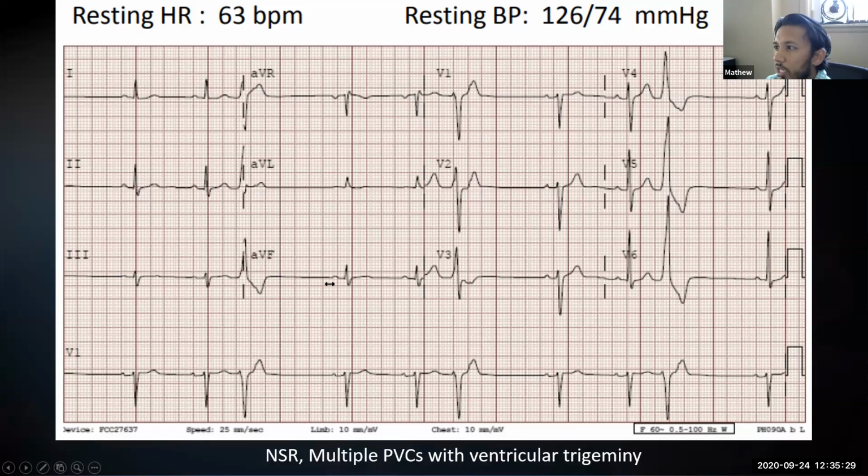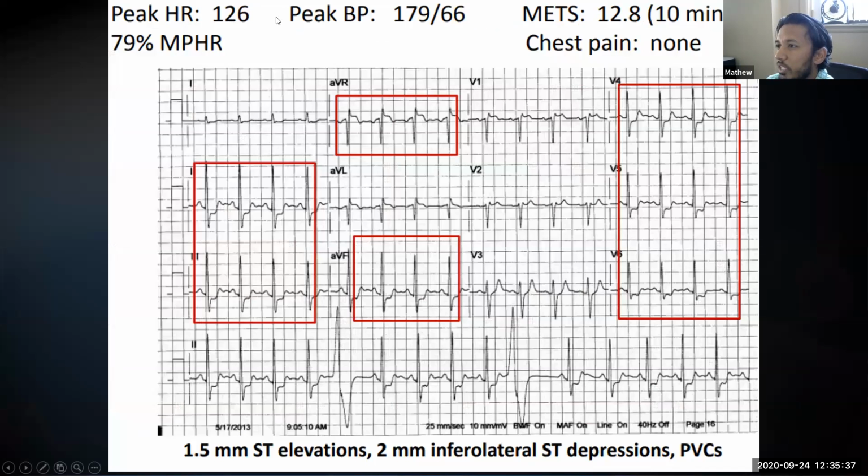So what I want you guys to look at is take a look right here in AVR. You see some elevation here. So this is their resting, it's kind of normal. And then when they start to exercise at their peak heart rate of 126, which is really actually not that high, but a peak blood pressure 179, which is high, then you start seeing the elevation here in AVR. You start seeing some depressions in 2, 3, and AVF, and then you see some reciprocal depressions as well in 4, 5, and 6. So maybe there's some right-sided involvement, and then even some elevations in 1 and 2 as well. Did I launch the poll? No, I didn't launch the poll. Okay, I just want to make sure. Yep, ST depressions, completely agree.